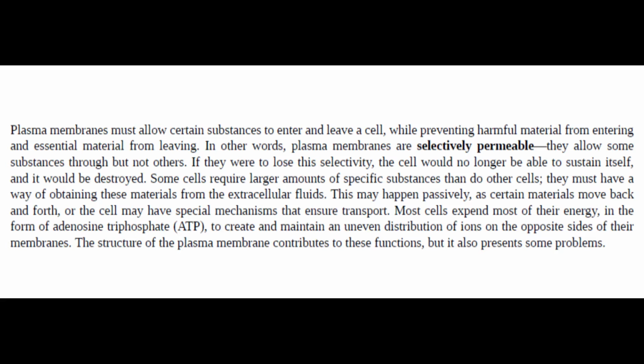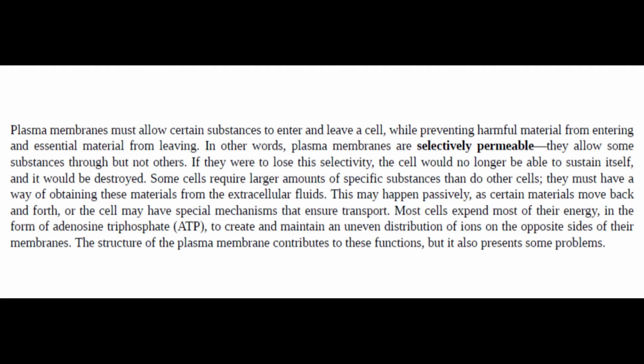Some cells require larger amounts of specific substances than do other cells. They must have a way of obtaining these materials from the extracellular fluids. This may happen passively, as certain materials move back and forth, or the cell may have special mechanisms that ensure transport. Most cells expend most of their energy in the form of adenosine triphosphate, ATP, to create and maintain an uneven distribution of ions on the opposite sides of their membranes.